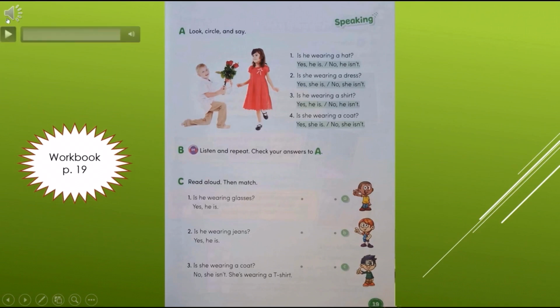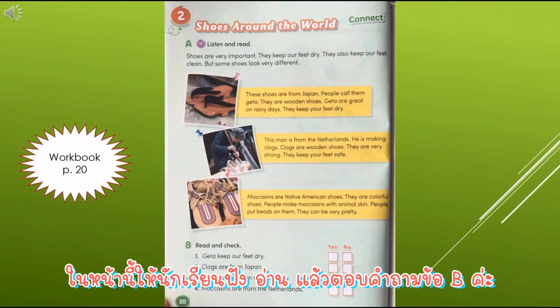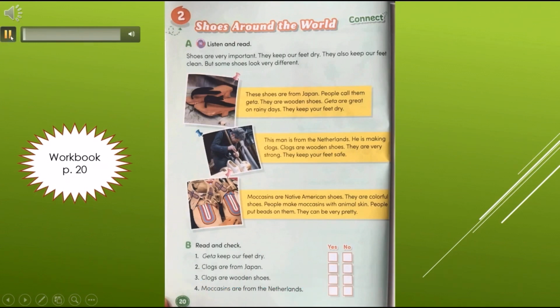So, let's have the last page of our activity today, page 20. So in page 20, we have the connect. Okay? Page 20 of your workbook, connect. So listen and read and then answer letter B. Okay? Let's listen first.